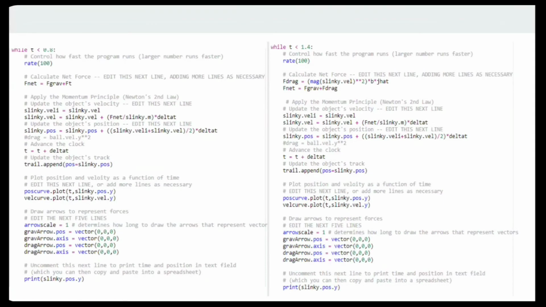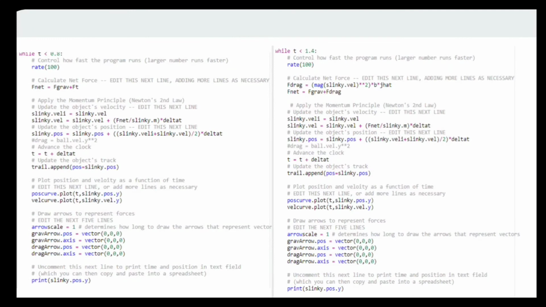And we're going to take a look at our code. We split it up into two parts. When time is below 0.8 seconds, that's the time during which the bottom of the slinky is not moving. And from that point until 1.4 seconds when it hits the ground, that is when the bottom of the slinky is moving. So we split it up into these two different loops because there are two different conditions for these different circumstances. So for the loop before 0.8 seconds are elapsed, you can see we have the momentum principle, but it will not lead to any velocity or position update because the net force is 0.